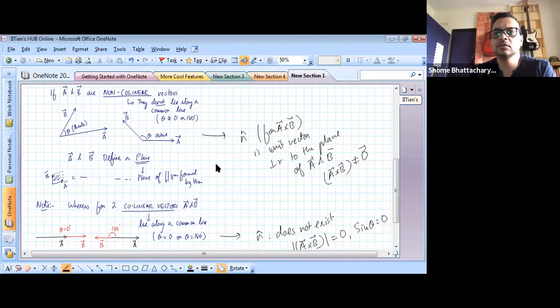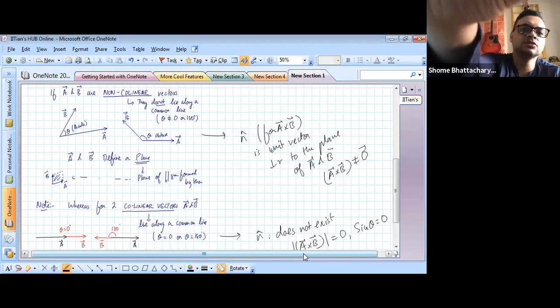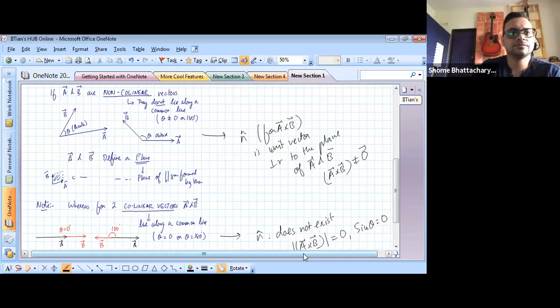Now they are just one single line. So there are infinite number of such planes in which both of them lie. So they don't define a unique plane anymore. So that is what we mean by this statement, that the moment the vectors are becoming non-collinear, they define a unique plane. Whereas the moment they are collinear, there is no unique plane that defines them. So such an n cap does not exist. A unit vector which is perpendicular to both of them, there are infinite such vectors. So there's no unique n cap. Okay. So that is it.